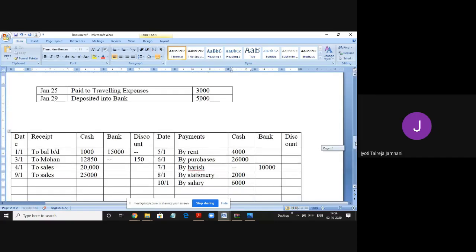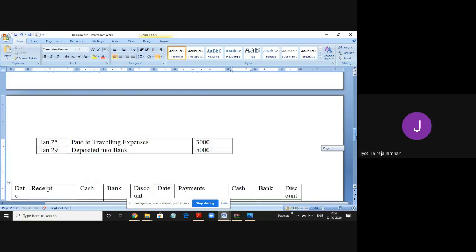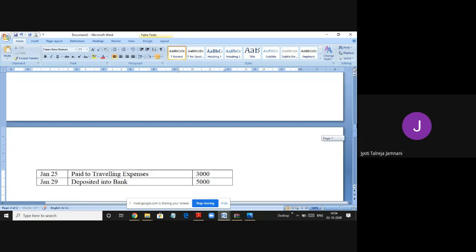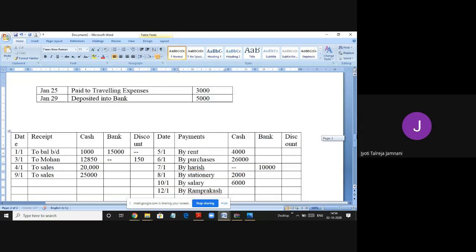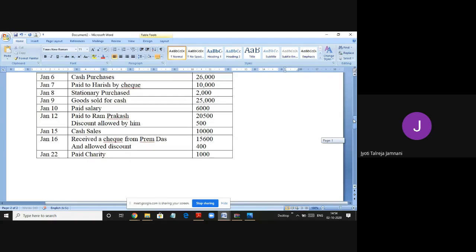Let's go to the next one. Paid to Ram Prakash, discount allowed by him. So paid to Ram Prakash 20,500, discount allowed by him 500. So paid, on the payment side, we will take 12th Jan, by Ram Prakash, because you're paying. How much are we paying? 20,500 and discount is 500. So you will pay 20,500 to Ram Prakash. They have not told by check, so we are paying it from the cash that we have, and 500 in the discount column because we are getting discount from him.